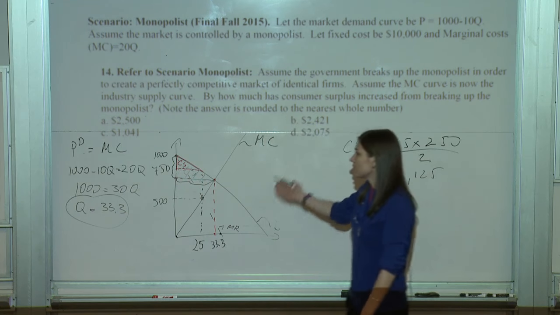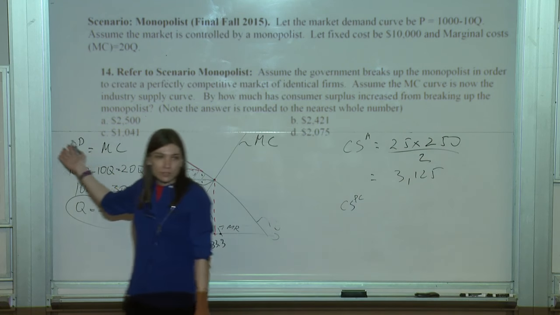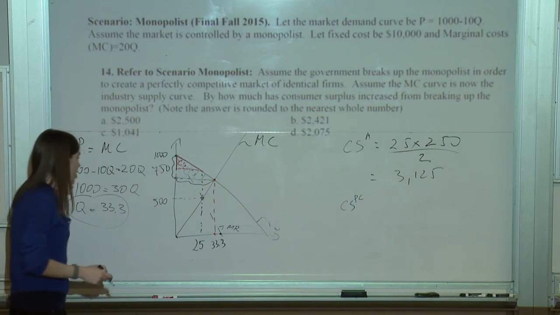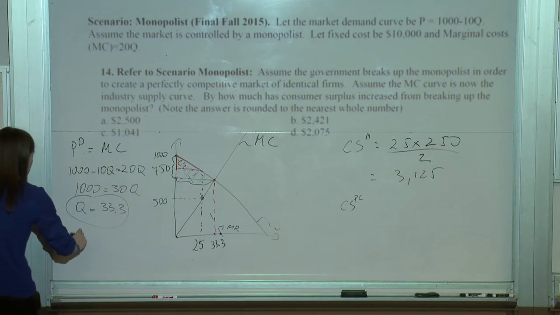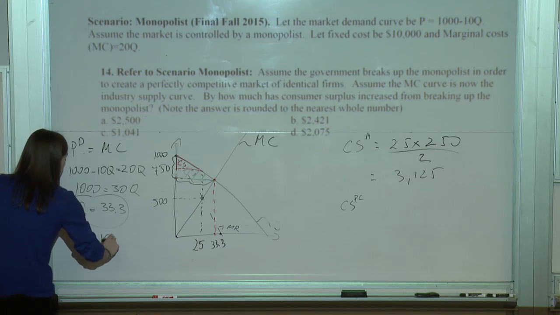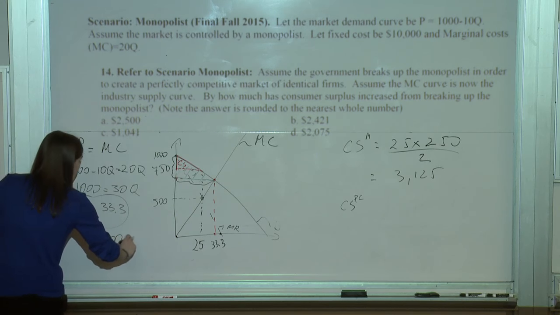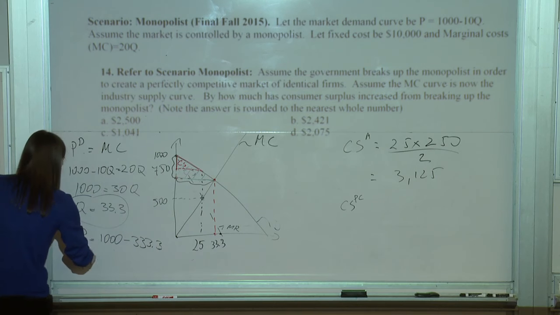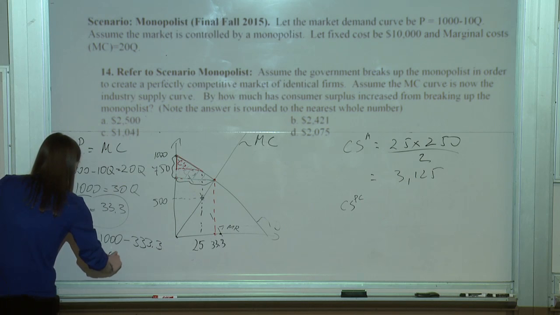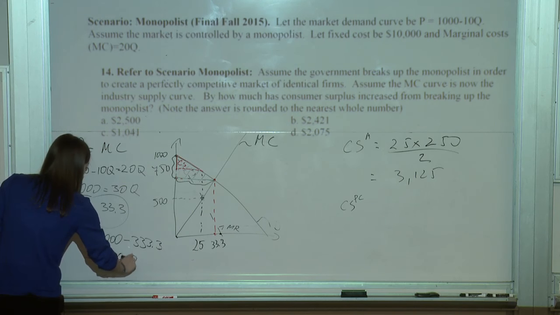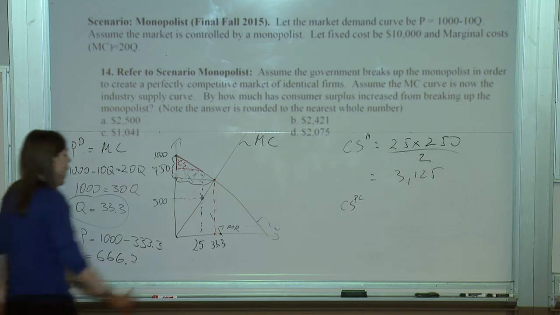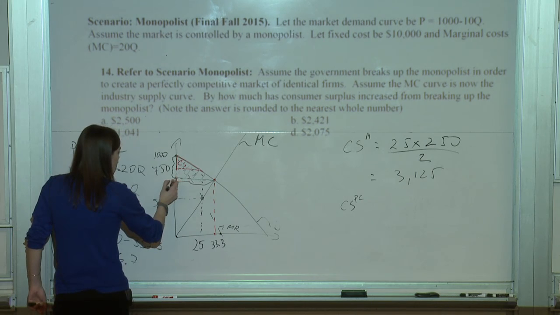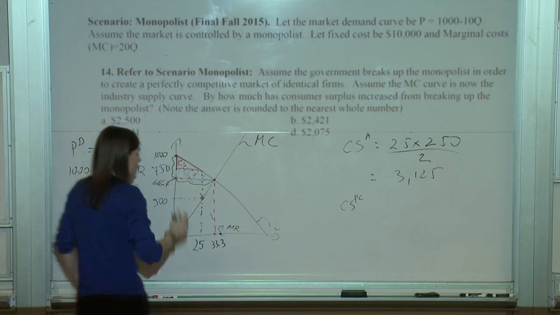Plug that in, either the marginal cost or the price or the demand curve, and you're going to get the price. If I use the demand curve, the price equals 1,000 minus 333.3, equals 666.7. It's not an exact number. So this point here is approximately 666.7.